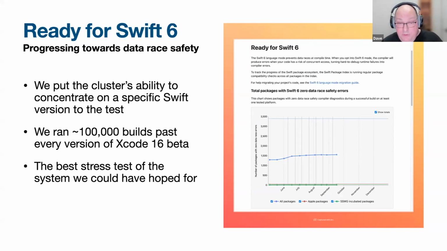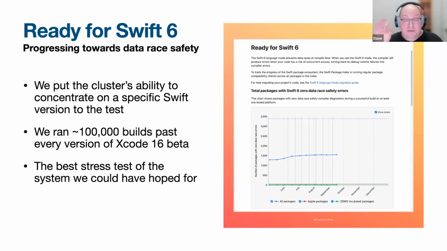And so what we did was we ran regular rebuilds of 100,000, I think it was about 110,000 builds per run, with every single Swift beta throughout the summer. So every beta 1, beta 2, beta 3, we'd kick off 110,000 builds to compatibility test with that specific beta. And we plotted the number of compatible packages increasing over the summer.